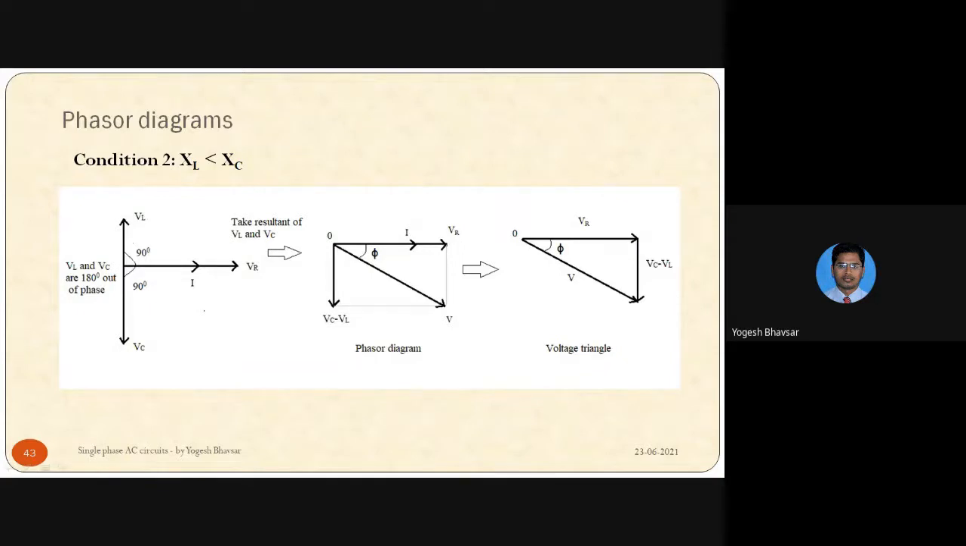Hope you understood first condition. If yes, then we'll move to the second condition. Do you have any questions for XL is greater than XC? If you understand XL is greater than XC, it will be very easy to understand XL is less than XC or XL is equal to XC.